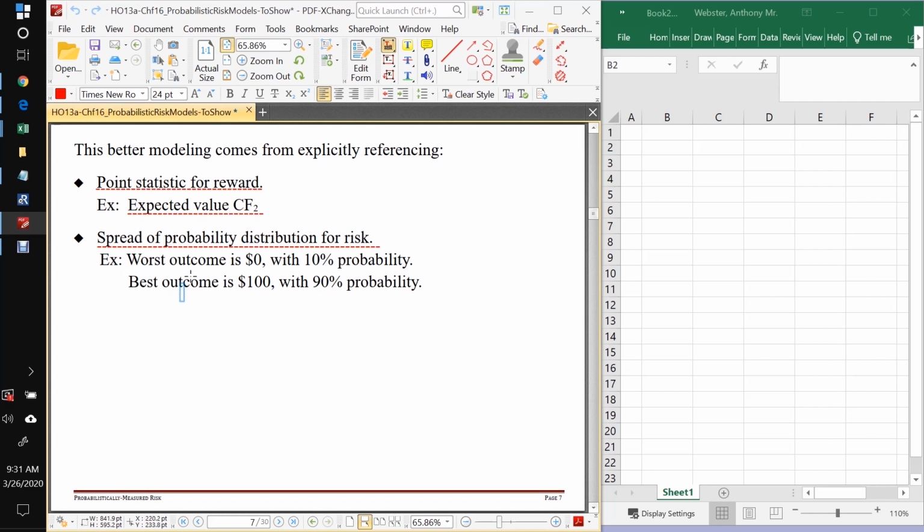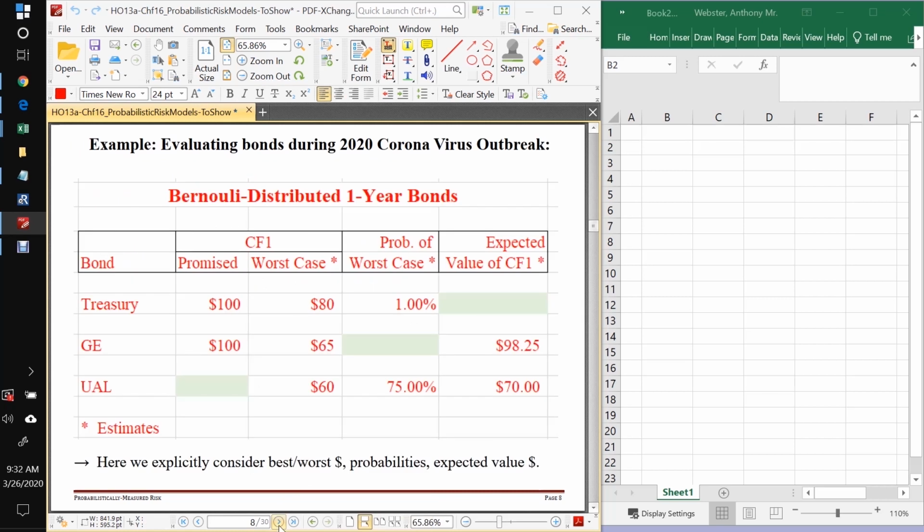So that's what gave us our worst outcome of 0 with 10% probability, best outcome of 100 with 90% probability. So we're just adding this understanding and analysis of probability distributions to our risk models. So let's look at an example here, taken from the March 2020 timeframe, during the middle of this coronavirus outbreak in the United States.